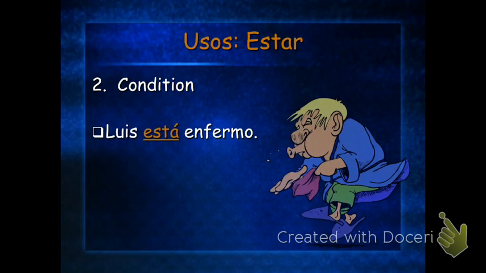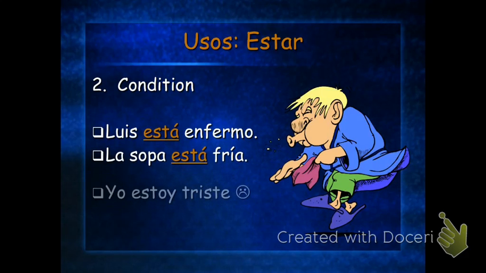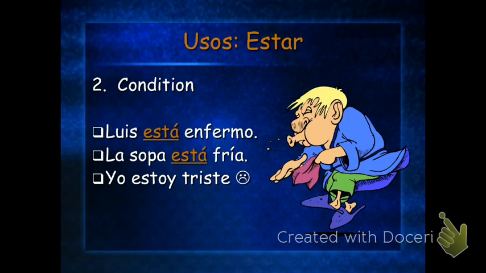Luis está enfermo. Ugh, look at him. He is not feeling good. La sopa está fría. Yo estoy triste. All of these are going to be conditions.